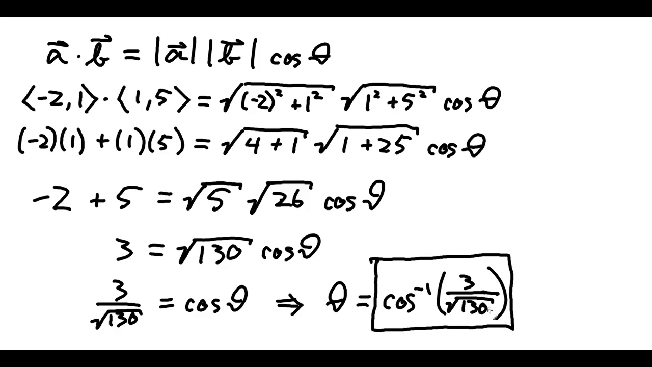And this is the fully simplified exact answer for this problem. Again, if you want to rationalize the denominator, you can, but in this case, nothing's going to cancel, right? 3 is not a factor of 130. So it just makes things slightly messier if you do rationalize, but that would be acceptable as well if you prefer to do so.